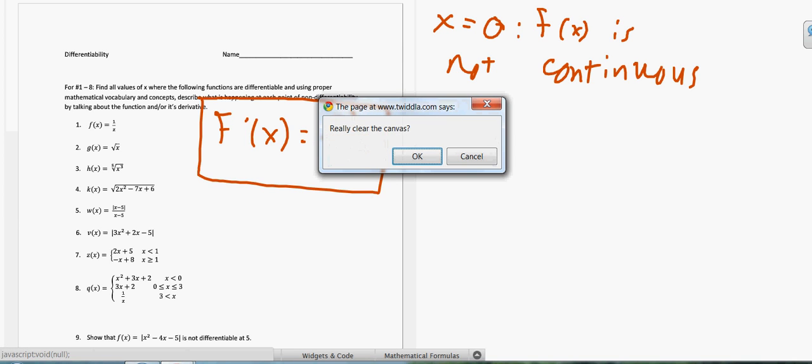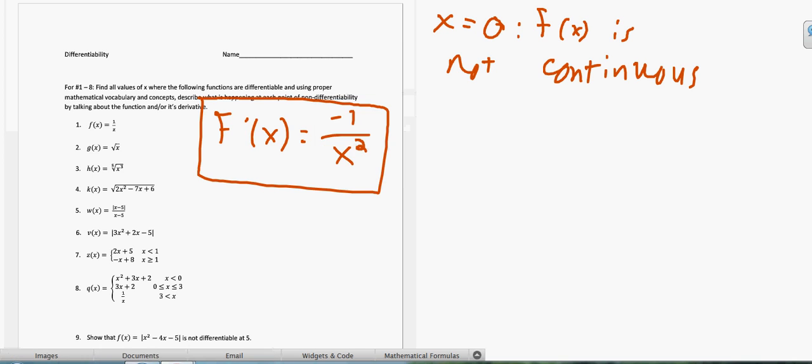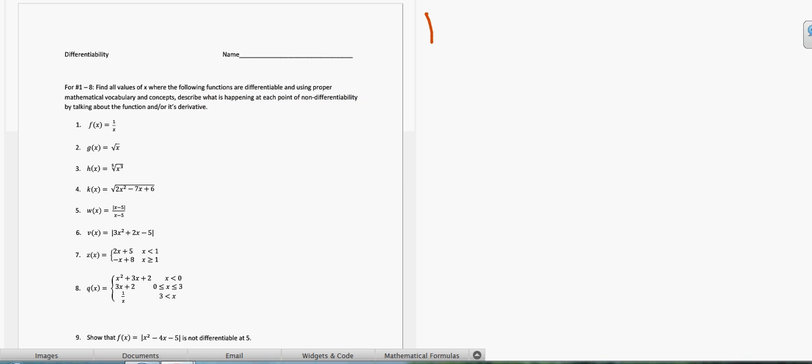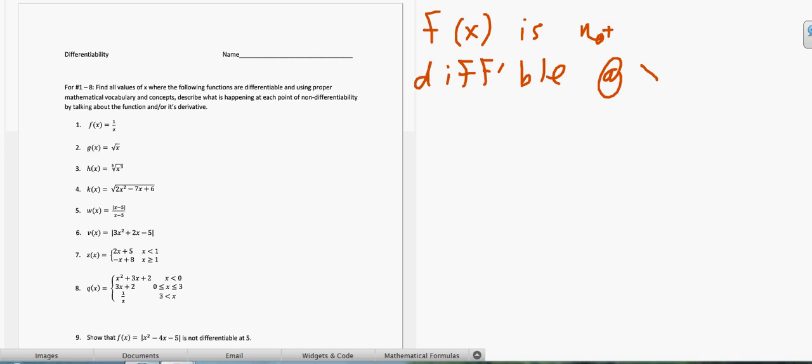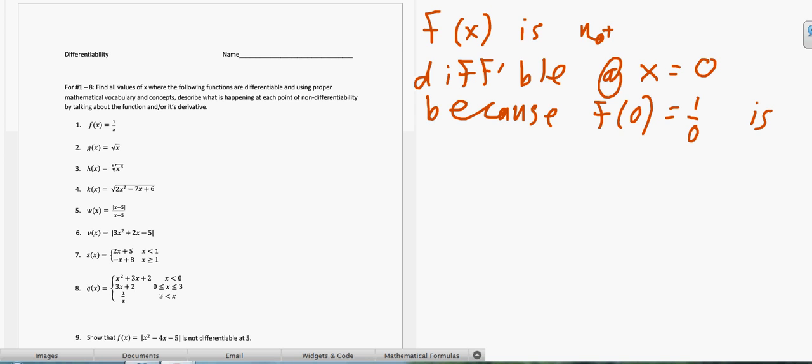I've been writing this down in the margin, but my real answer would look like this. I would write: f of x is not differentiable at x equals 0 because f of 0 is 1 over 0, which is undefined, meaning it's not continuous there. I'm writing 'diffbul' but it really means differentiable. Don't write that on a test or anything.